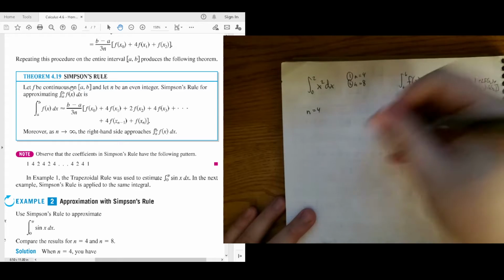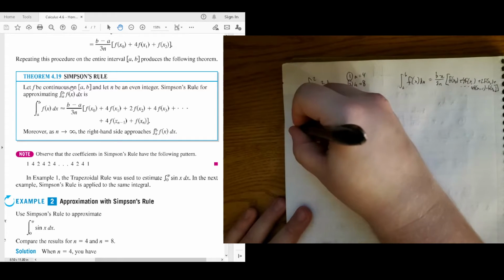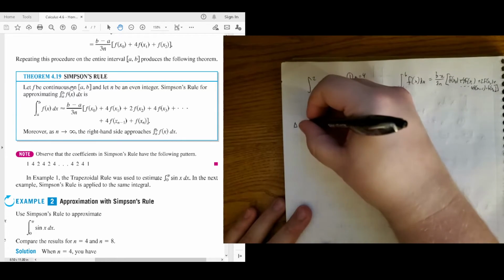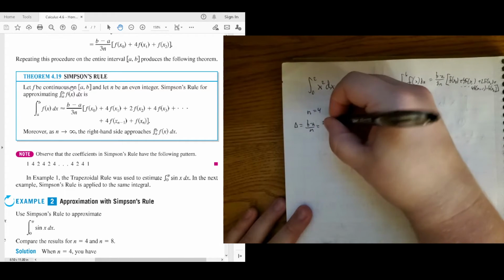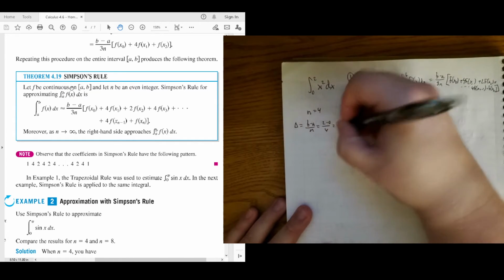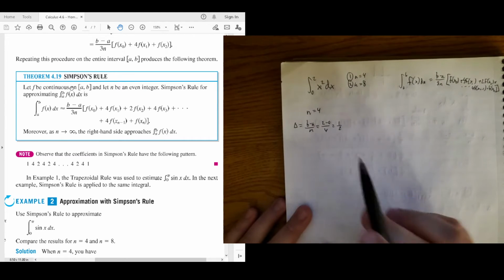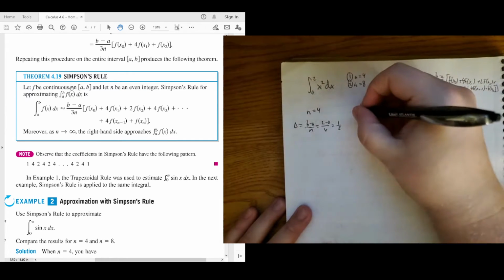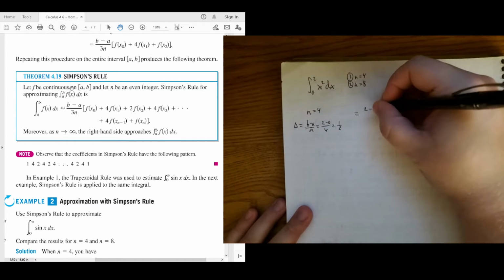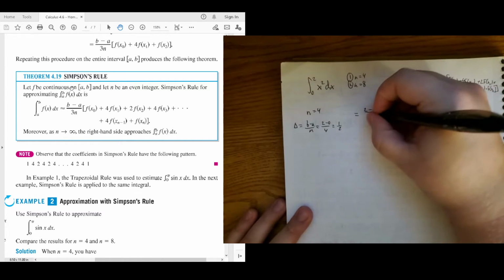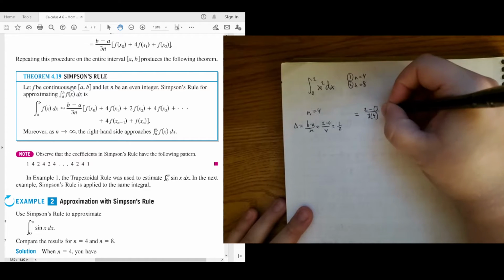So, first of all, let's go ahead and figure out our delta. So, again, we plug in b minus a over n. So, that would be 2 minus 0 over 4, which would be 1/2. So, that's how we're going to count our values. And so, this integral is going to be equal to b, 2, minus a, 0, over 3 times n, so 3 times 4.